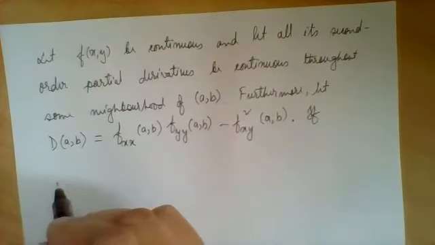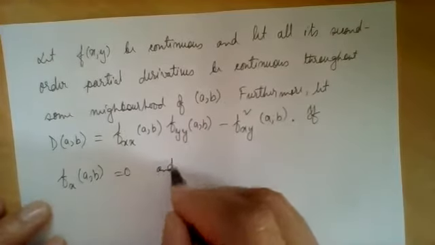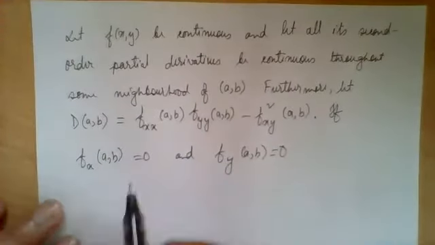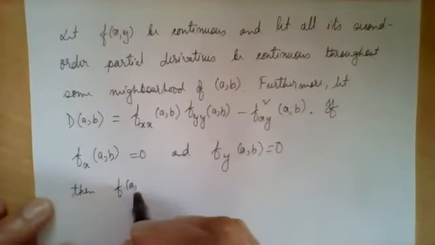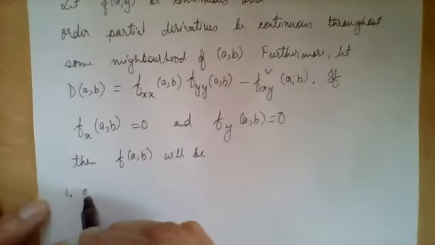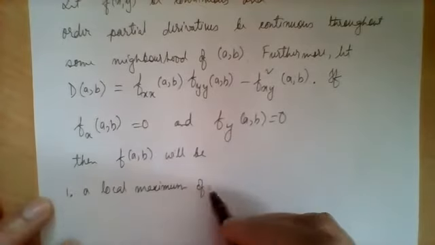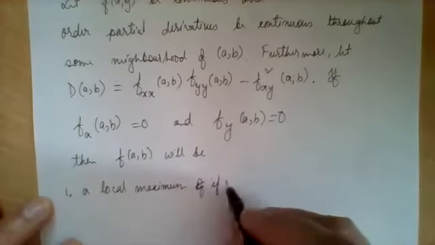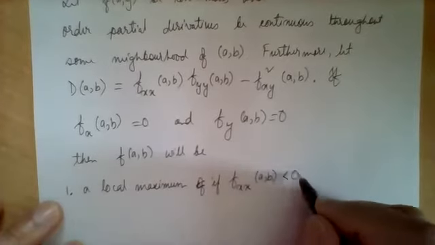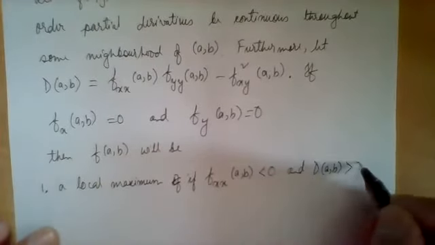If the first order partial derivative with respect to x at the point (a, b) is equal to 0 and fy at (a, b) is also equal to 0, so that (a, b) is a critical point of the function, then f(a, b), the value of the function at the point (a, b), will be number 1, a local maximum if fxx at (a, b) is less than 0 and D(a, b) is greater than 0.